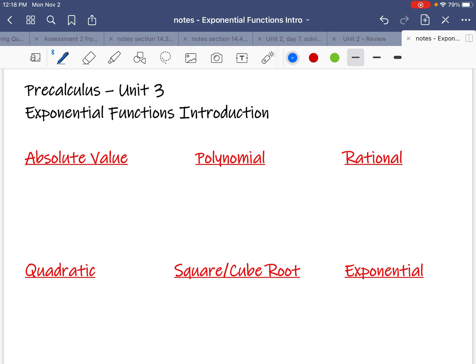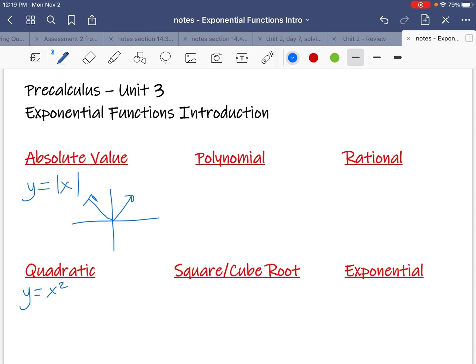For instance, absolute value. When we've talked about absolute value functions this year already, absolute value looks like that. Remember, when you look at the graph, you have a V-shaped graph, right? So these are your basic functions you've done. Quadratic. There's y equals x squared. That's the most basic thing.